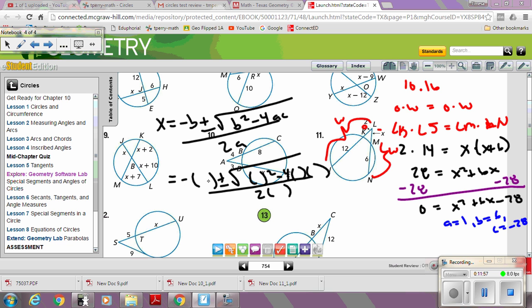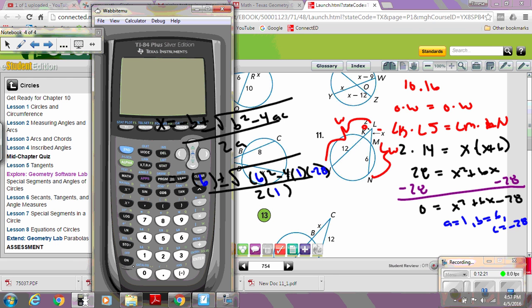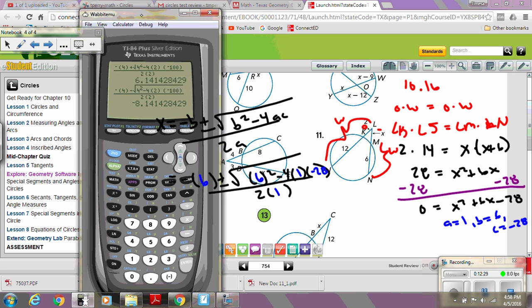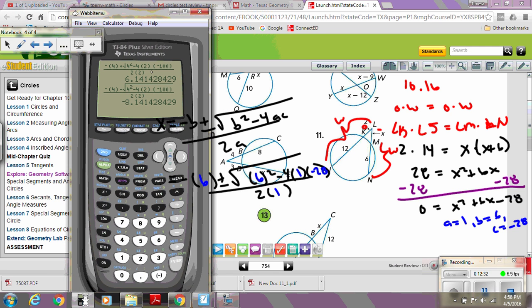So now we need to insert them into the formula in their correct places. B comes first and second, followed by A, which is 1, followed by C, which is negative 28. And then at the bottom, you're going to put A again, 1. So now we grab our calculator and enter this in. You can do it in stages or all at once. The choice is yours. I'll show you how to correctly enter it all in at the same time.